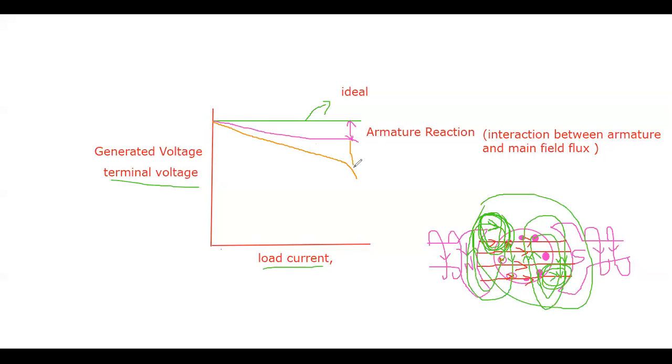So now again I want to know why this drooping characteristic is occurring. If I investigate, I find that due to the resistance available in the load, there is a drop here. That's why we consider this one an ohmic drop.